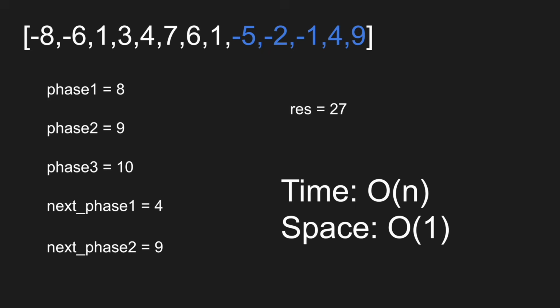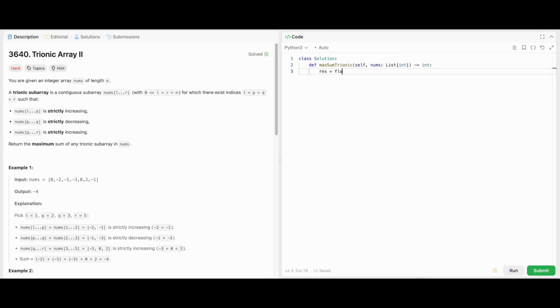So now let's get to the coding part. So first we'll initialize result to float of -infinity, and we'll do the same for next phase 1 and next phase 2.